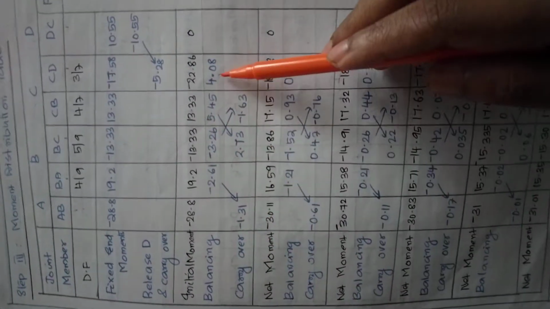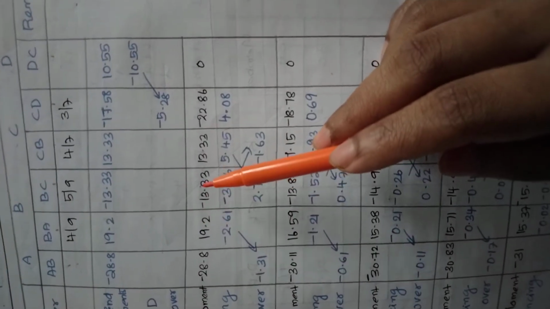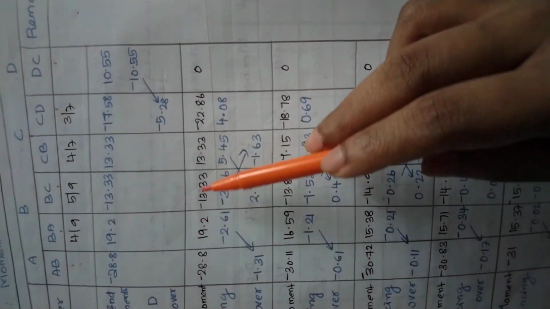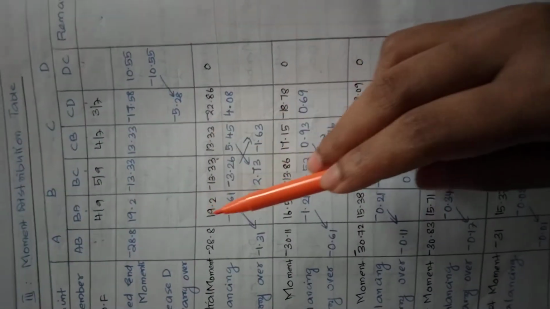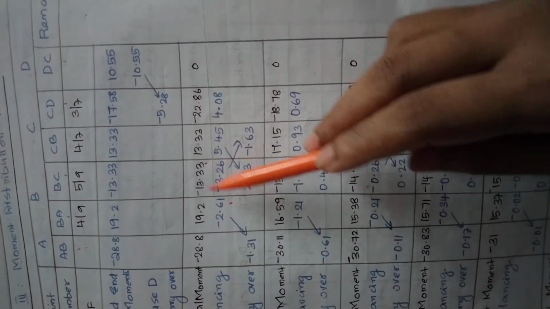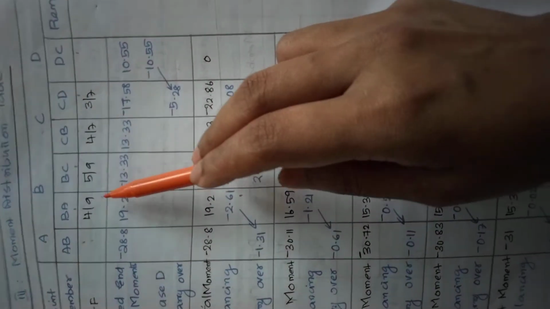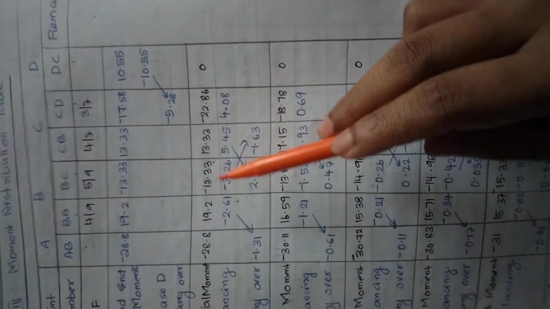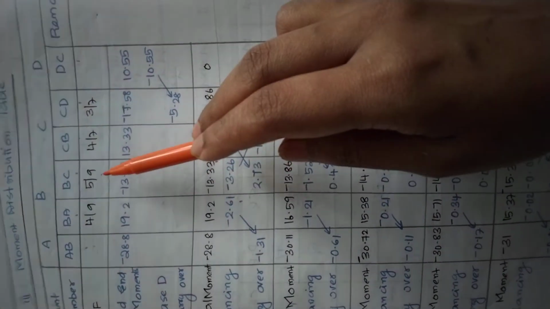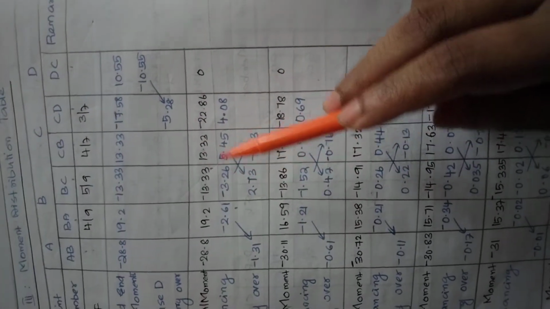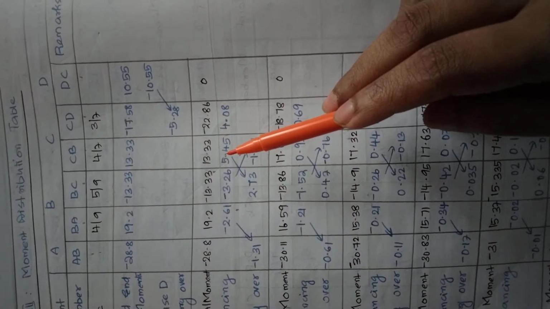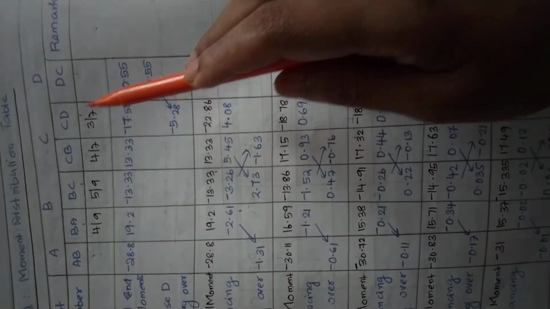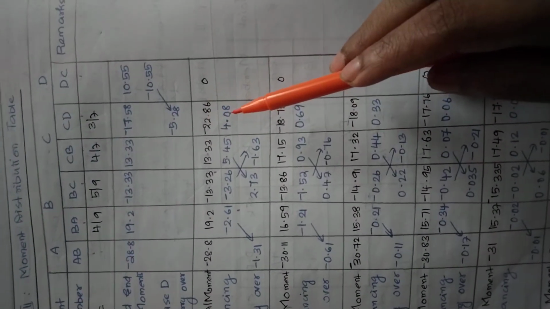Now balancing. Balancing means add the moments coming at a joint, for example joint B, multiply with the distribution factor, and put the negative sign. Okay, add these two, multiply by 4 by 9, put the negative sign. Add these two, multiply by 5 by 9, put the negative sign. Add these two, multiply by 4 by 7, put the negative sign. Add these two, multiply by 3 by 7, put the negative sign.